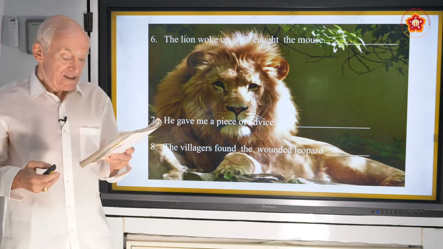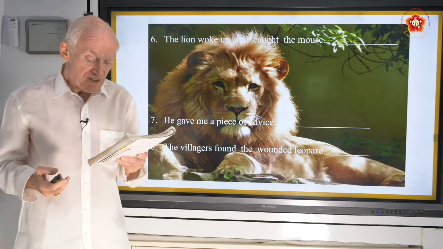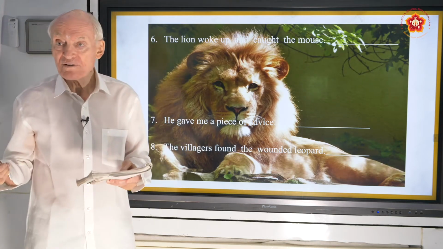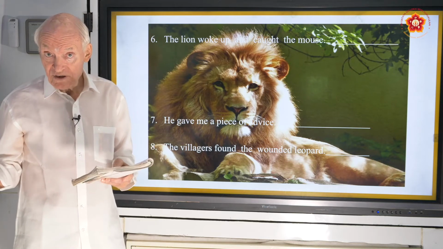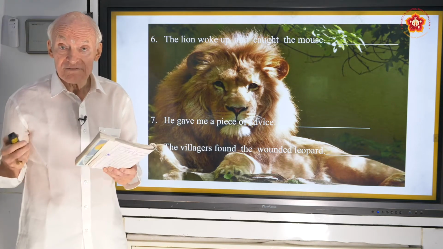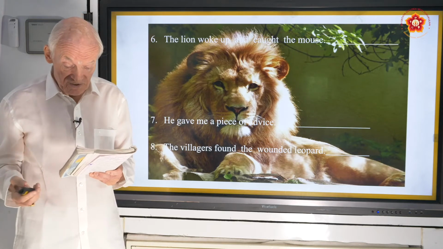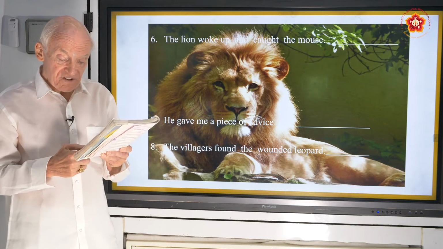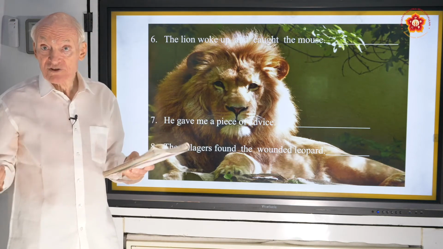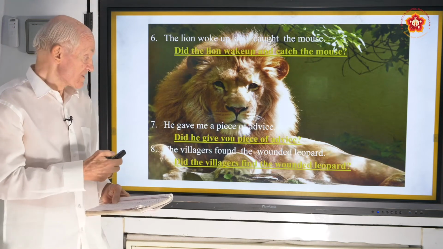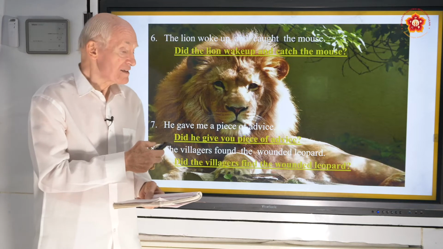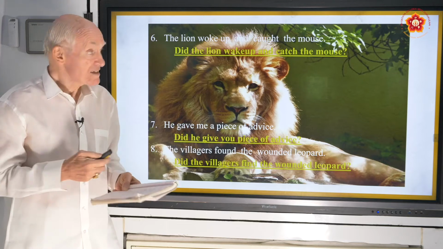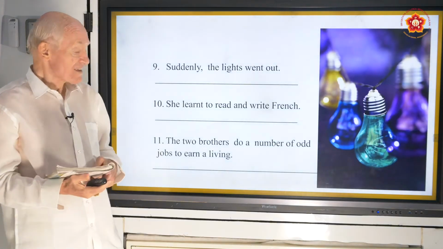Let's go to number 8. The villagers found the wounded leopard. There was a leopard who got out of a zoo, and he was wounded when he got out. And the villagers were looking for this leopard to put him back into the zoo. So the question we ask to the villagers is, did the villagers find the wounded leopard? We're not sure if they're still searching for him. So let's see if that's right. Did the villagers find the wounded leopard? If they've already found him, it's a done deal. We don't have to look any further. So let's go ahead and see if there's some more examples.